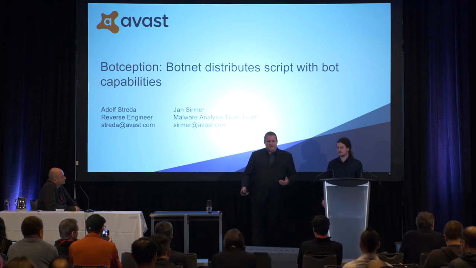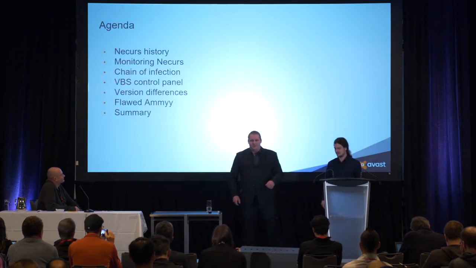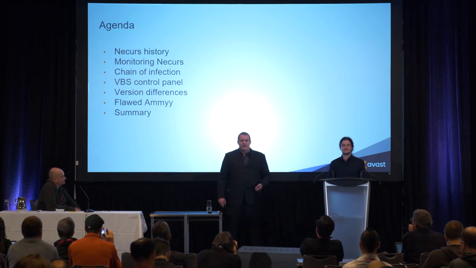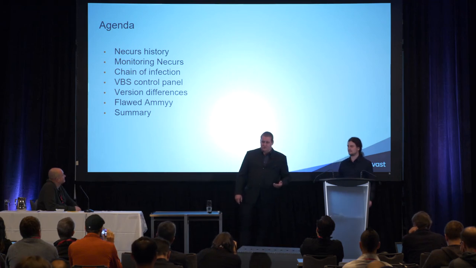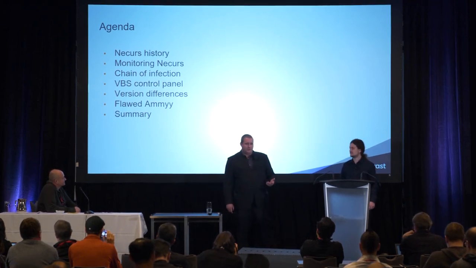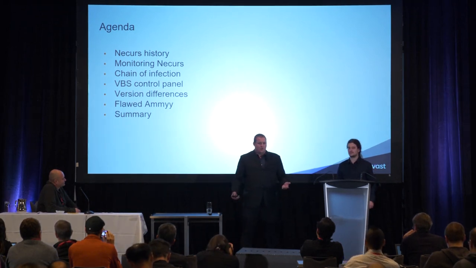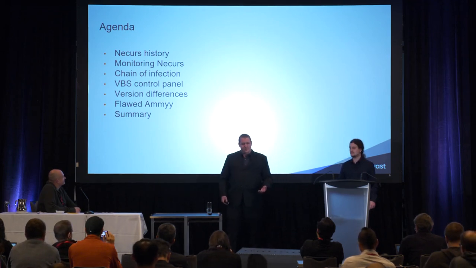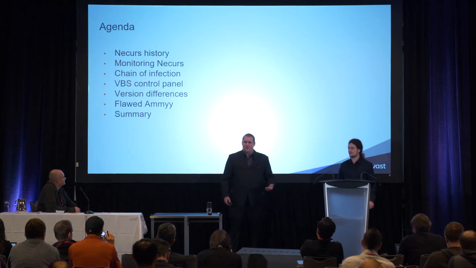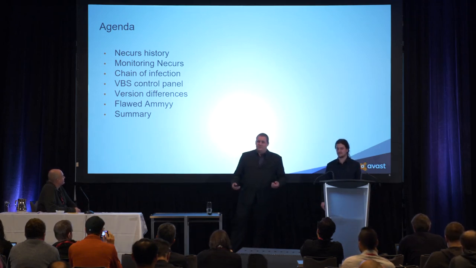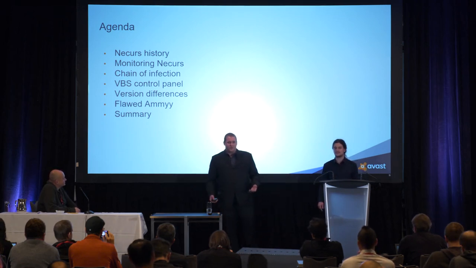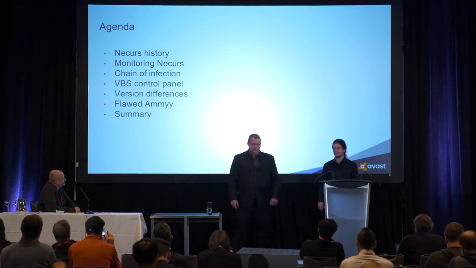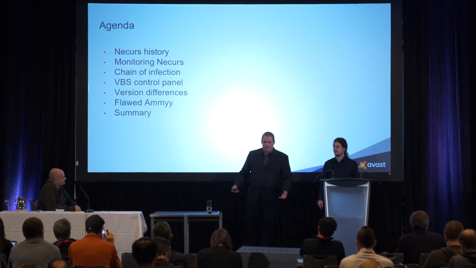At the beginning, I will give you just a really short and brief history of the botnet. Then I will share with you how we monitor the botnet branch and how we get information from it. Then I will provide the chain of the whole infection, based on the data we got from this branch. Then we will dive deeply into the VBS control panel and describe its functions. Because we found more versions, we will also compare them. Then Adolf will go to the stager and the final payload we got from this. And of course, at the end, there will be a summary of our talk.